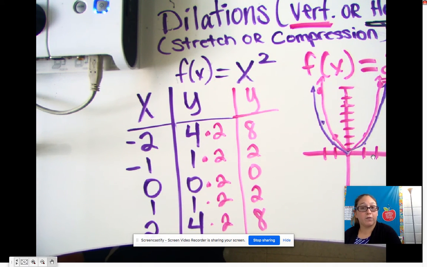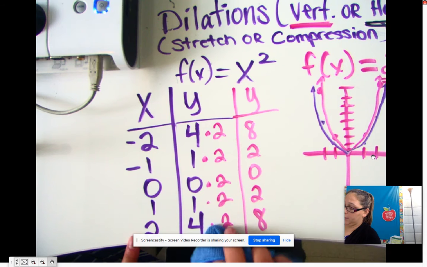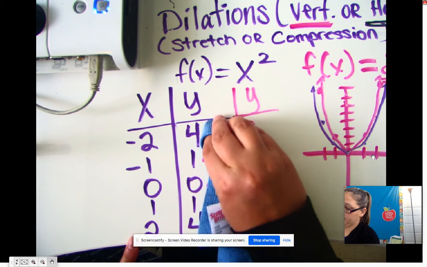So in words, verbally, there's a few ways we can say this. We can say that it had a vertical stretch with a scale factor of 2, or we could say it had a vertical dilation with a scale factor of 2. Okay, so if you want to use the word dilation, you can. All right, so let's look at horizontal next. So that was vertical. I'm going to keep the purple graph right here because that one's the original. I'm just going to erase the pink.